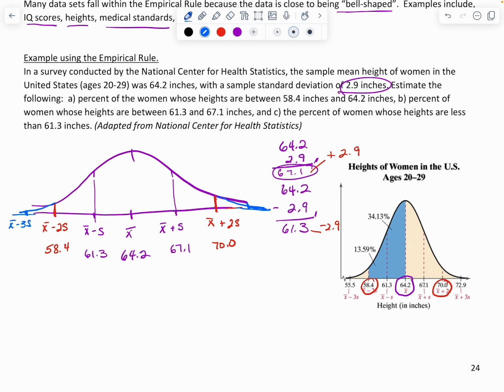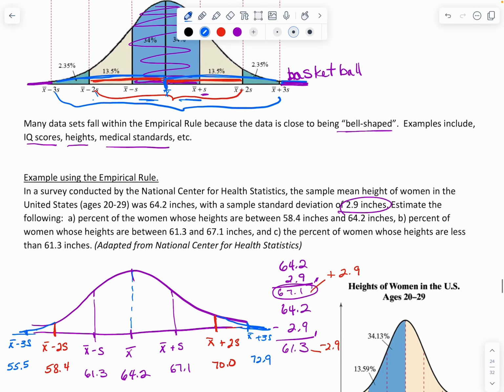So the blue here would be x bar minus 3 standard deviations and x bar plus 3 standard deviations, which would be 55.5 and 72.9. Remembering that this is the mean.